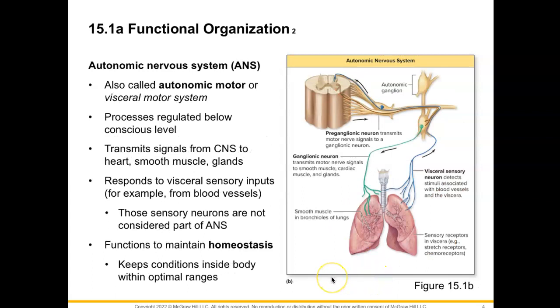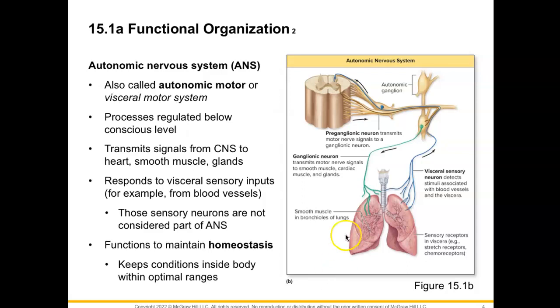Now let's talk about the autonomic nervous system. You've just been introduced to a couple elements regarding this nervous system, but of course in this chapter we're diving into detail. So we also are going to call this the autonomic motor or visceral motor system, and the processes are regulated below conscious level.